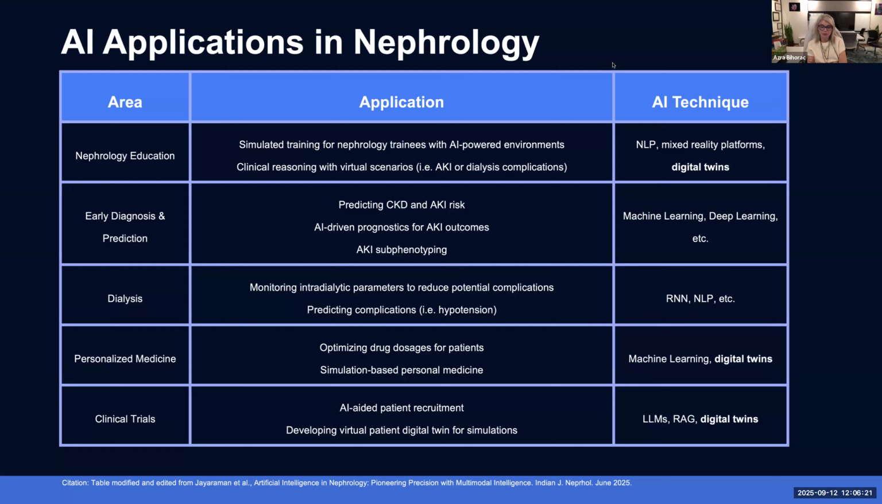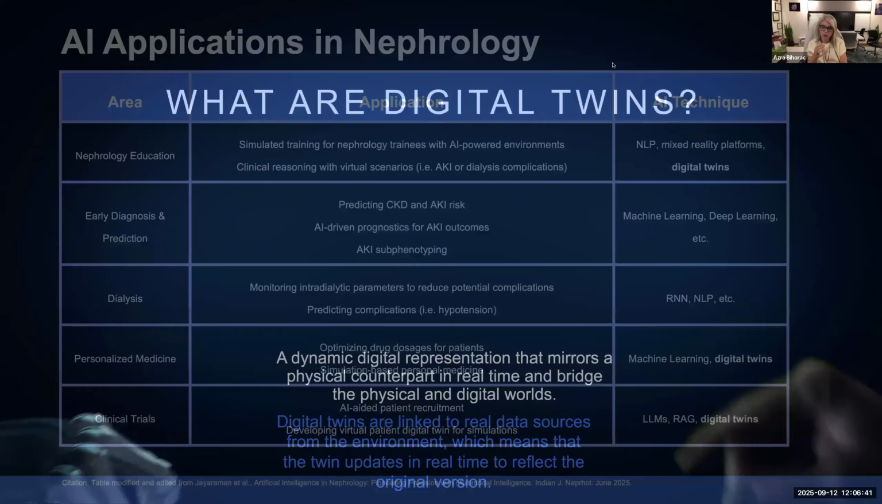And finally, for clinical trials, we can use each of these techniques before entering into the clinical trial of AI solutions, but also think about AI-aided patient recruitment strategies and developing virtual patient digital twins for simulations. More and more complex techniques.